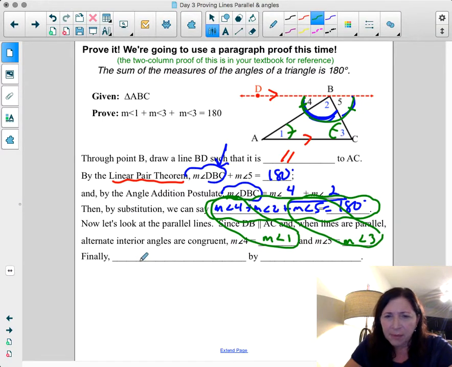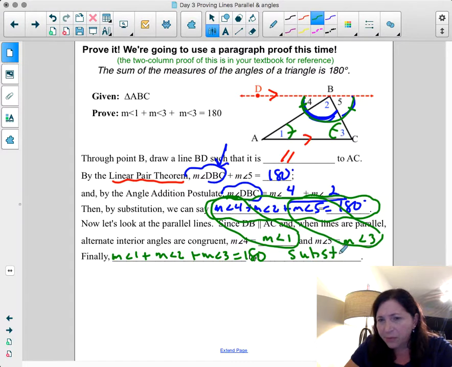You're going to end up getting the measure of angle 1 plus the measure of angle 2 plus the measure of angle 3 is equal to 180 degrees. And because you're swapping these out, we call it the substitution property of equality.